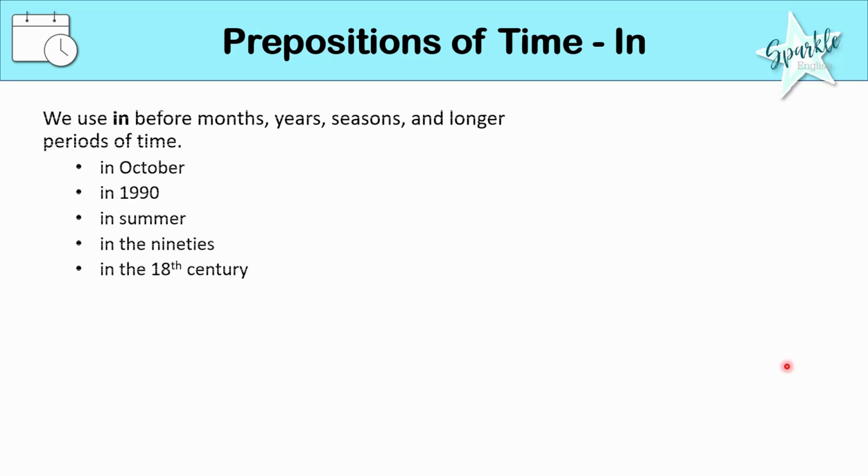Now let's look at the preposition of time in. We use in before months, years, seasons, and longer periods of time. For example, in October, in 1990, in summer, in the 90s, in the 18th century.